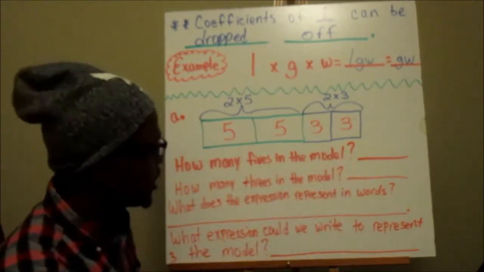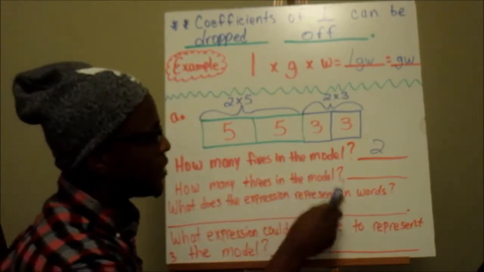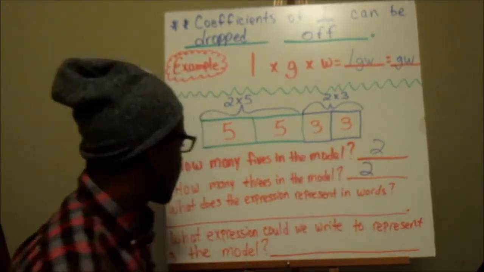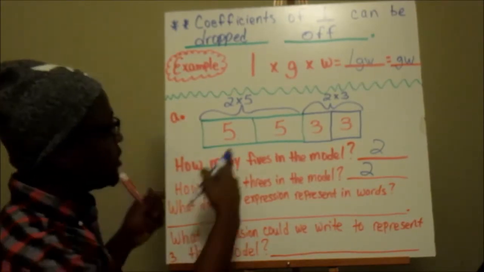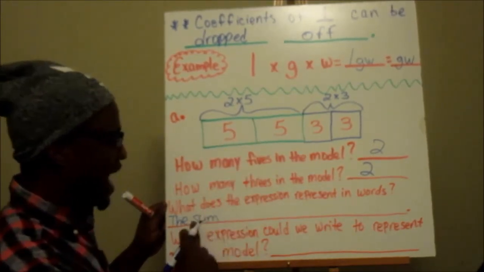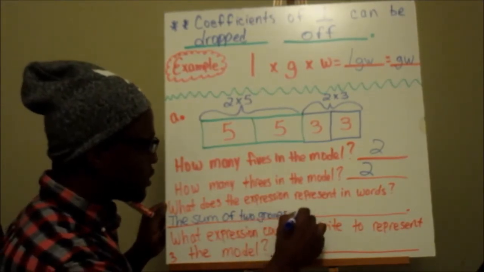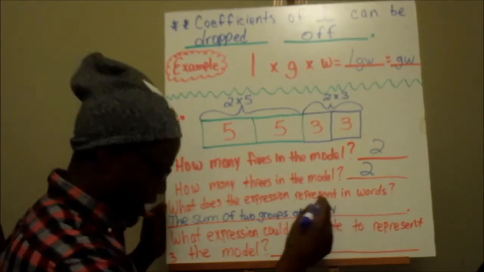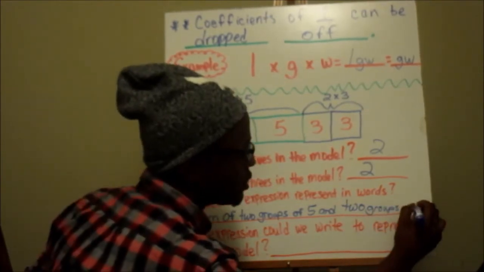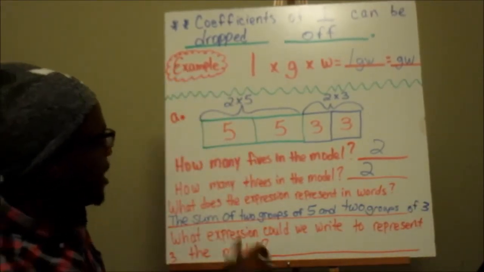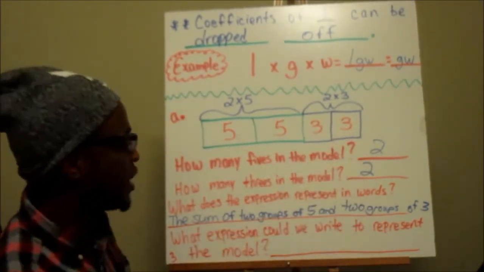So if we answer these questions, how many 5s are there in the model? Well, 1, 2, we have 2 5s. How many 3s in the model? Well, 1, 2, we have 2 3s. So what does the expression mean in words? It means the sum of 2 groups of 5 and 2 groups of 3. Sum means add. So we have 2 groups of 5, and we're combining that, or adding it, to 2 groups of 3. So that's how we would say it in words.